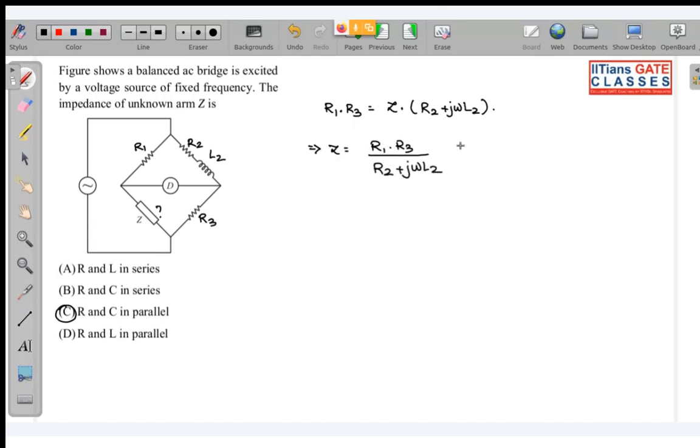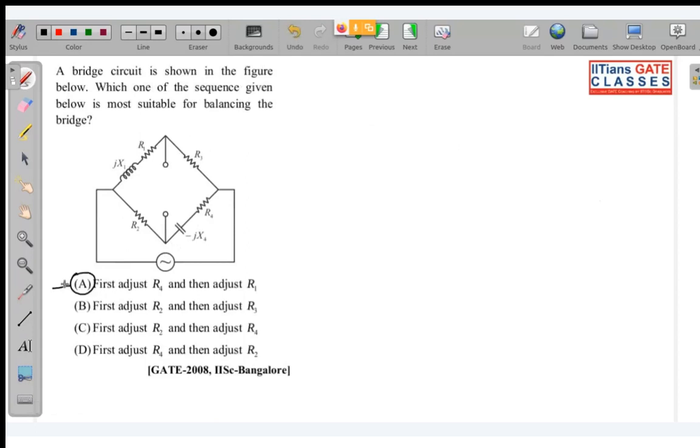So I can write it like 1 divided by (R2 by R1 into R3 plus j omega L2 by R1 into R3). Okay. Tell me, is this clear or not? You are telling R and L in series, so there are two options. Someone told me C. Acha, C, I think Shishir told me now. Acha, for the next question, I think you are telling me A.